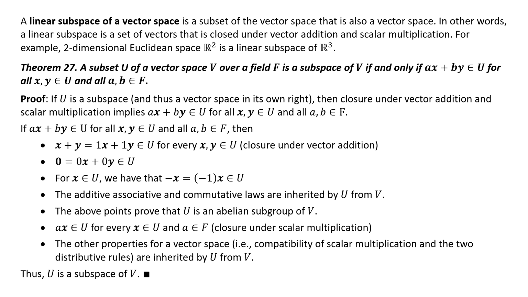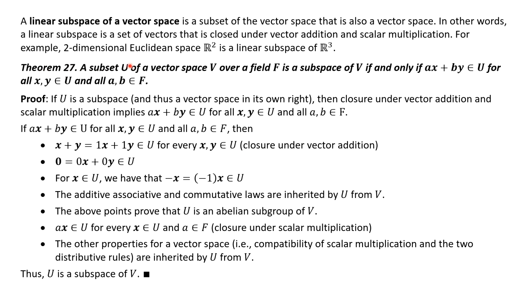A linear subspace of a vector space is a subset of the vector space that is also a vector space. In other words, a linear subspace is a set of vectors that is closed under vector addition and scalar multiplication and satisfies the other properties of a vector space, many of which are inherited. We'll see that in the theorem that follows. For example, two-dimensional Euclidean space, R2, is a linear subspace of R3. Then we have a theorem.